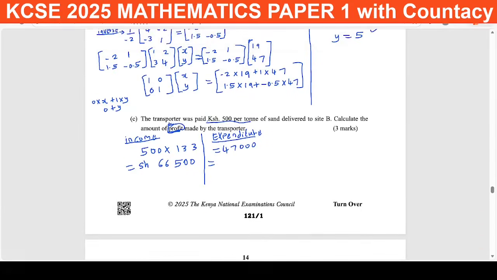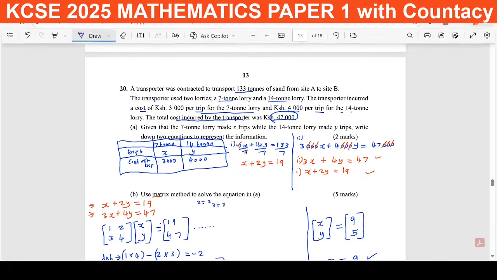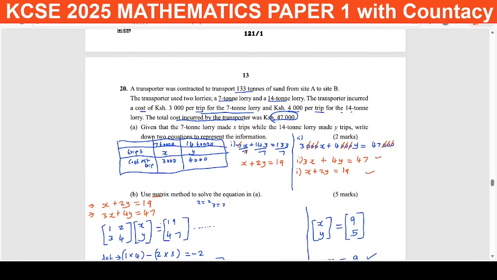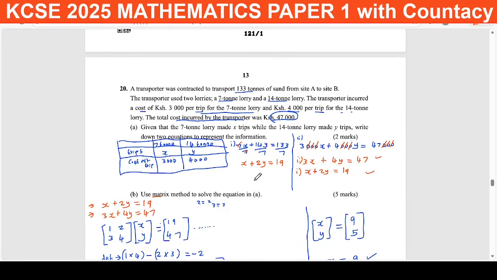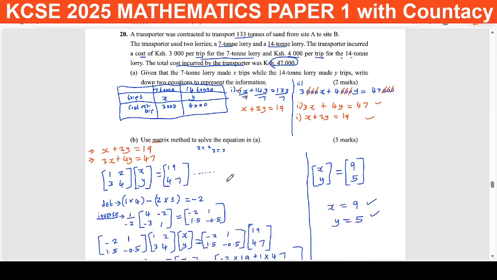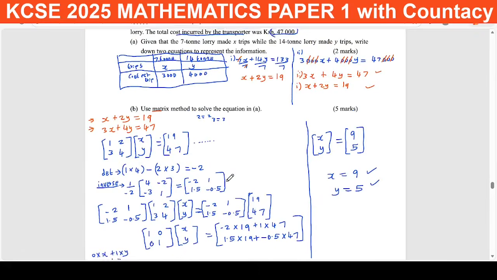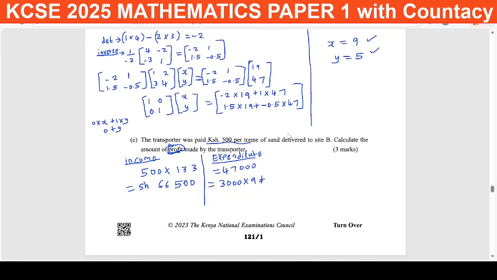This is actually a good way to confirm if you worked out the question correctly. 3,000 multiplied by 9, and then you add, I believe the other one was 4,000. Yeah, it's right here, 4,000, and we are multiplying that by 5, which is the number of trips for the 14-ton. 4,000 multiplied by 5.